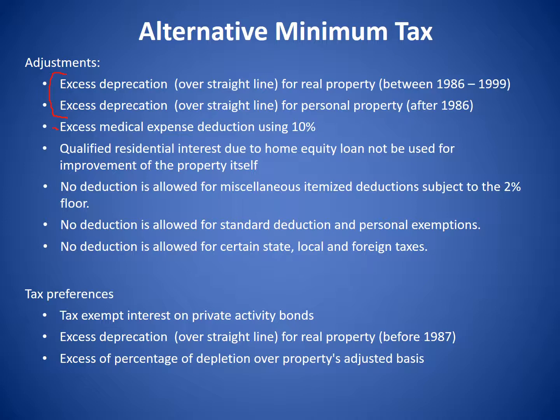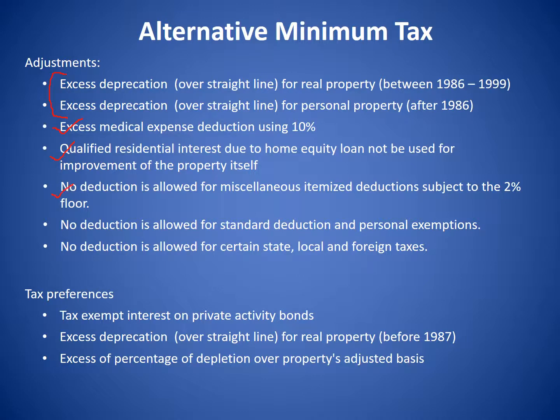Also, excess medical expense deduction using the 10% AGI threshold. And in this case, that would affect the people who were over 65, who normally enjoy a lower threshold of 7.5%. Qualified residential interest due to a home equity loan not being used for improvement of the property itself. And we had several examples of that where a person would borrow money against their home and then use it for, I think the example I used was the purchase of a car. Interest would have to be added back.